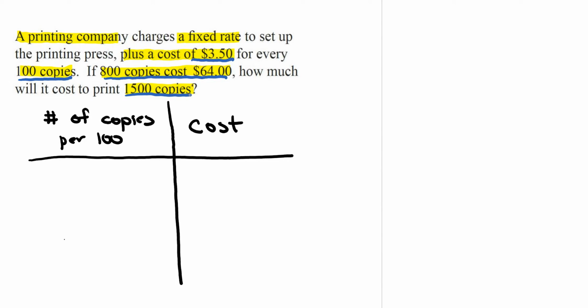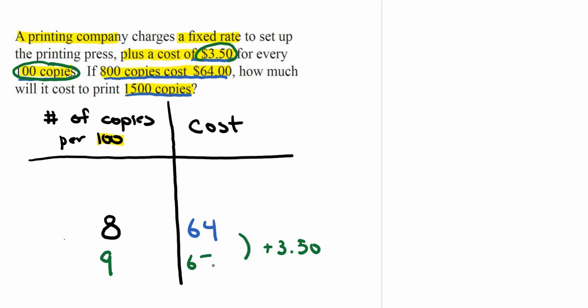Okay, so basically I've created a table of values to start off this problem, and on the X side I have number of copies per 100 copies. So if I have 800 copies that cost $64, I can have an 8 on the left hand side, so that 8 represents 800 copies, and this will cost $64. Now it says it costs $3.50 for every 100 copies. So if I go to 900 copies, then that means I need to add an additional $3.50, and that would be $67.50. So the question is, how much will it cost to make 1,500 copies?